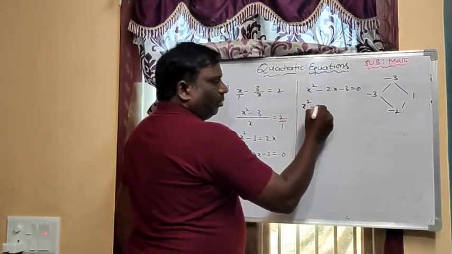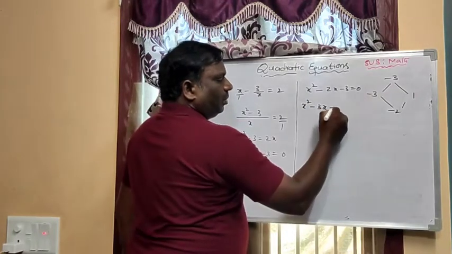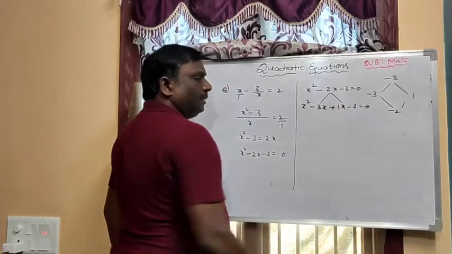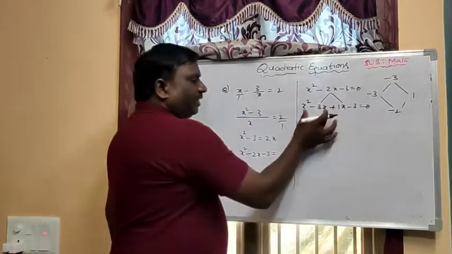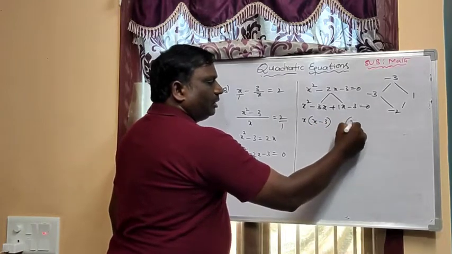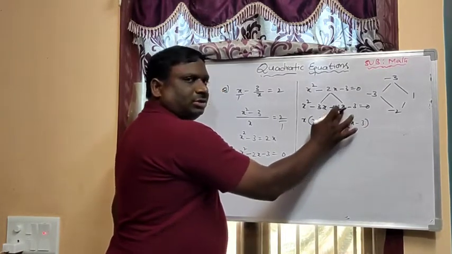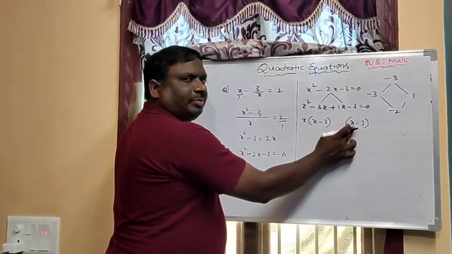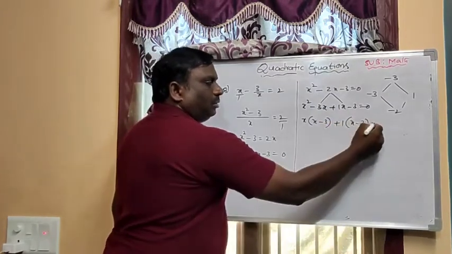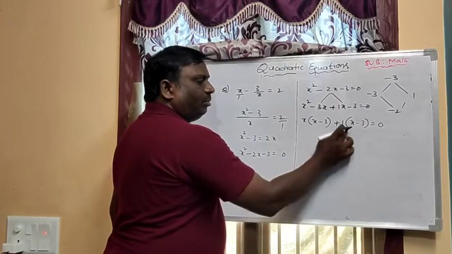x² − 3x + 1x − 3 = 0. See here, from these first two terms, if you take x common, we get x − 3, and here also you can write x − 3. To get the third term, what number do you have to multiply to x? Plus 1. Equal to 0.